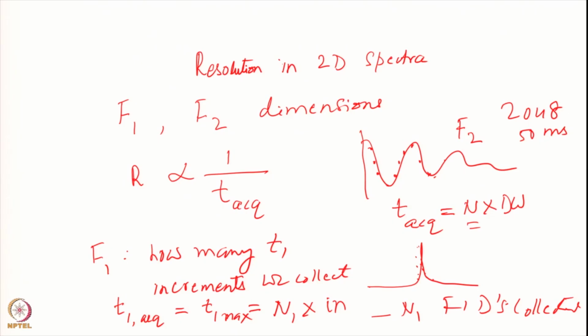But if I want to increase the same in the F1 dimension, if I want to go from 50 milliseconds acquisition time to 100 milliseconds acquisition time, I have to do twice as many experiments, twice as many FIDs. So, if the 50 millisecond spectrum is going to take me about 10 hours, then if I want to make it 100 milliseconds, it will cost me 20 hours. Therefore, the number of increments is crucial with regard to the acquisition in the F1 dimension.